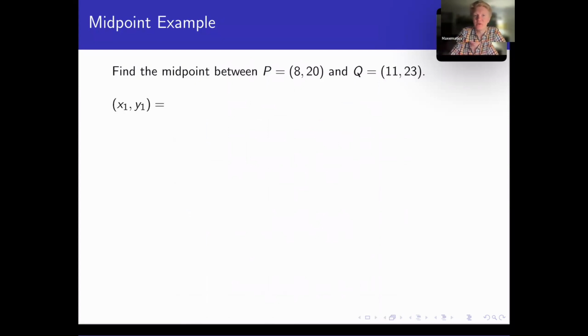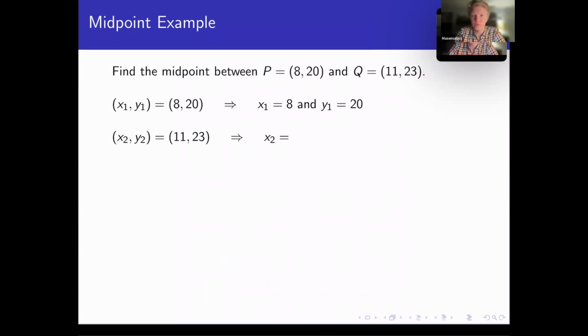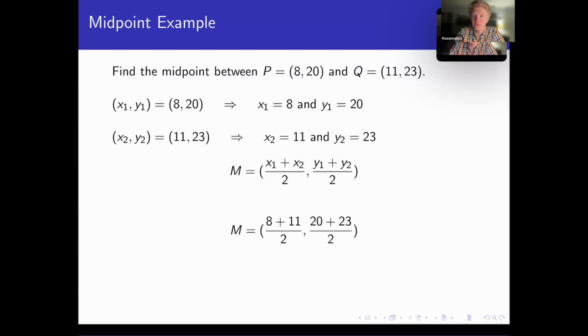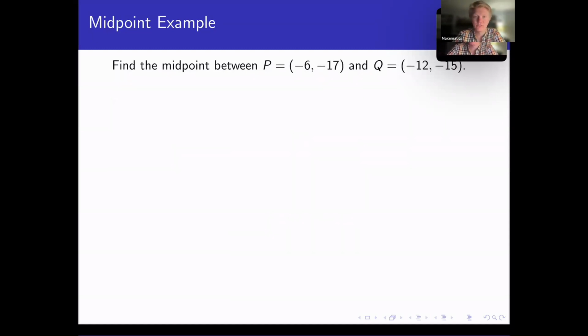Well, x1 would be 8, y1 would be 20, x2 would be 11, y2 would be 23. So we're going to add the x values, add the y values, divide each of those sums by 2. Well, we just get 19 over 2 and 43 over 2. That's it. Nothing crazy. No need to find decimals. In my classes specifically, I prefer fractions, but somewhere around you guys might prefer decimals.